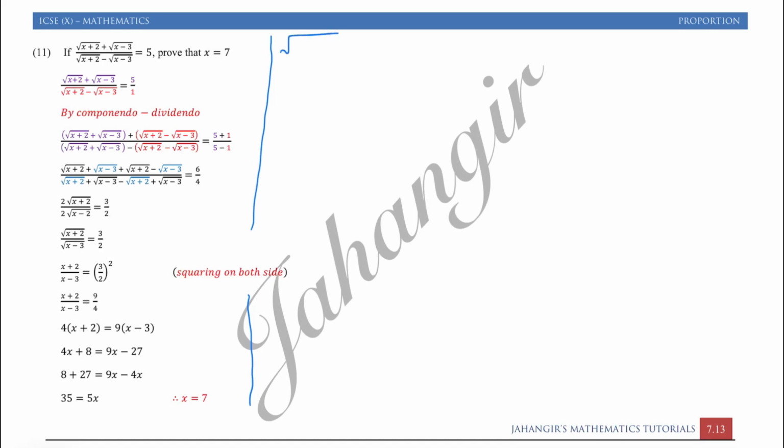What we have? Root of x plus 2 plus root of x minus 3, whole upon root of x plus 2 minus root of x minus 3, is equal to 5 by 1. We have to prove that x is 6. So what we will do, we will take componendo dividendo because the terms are same. So by componendo and dividendo.